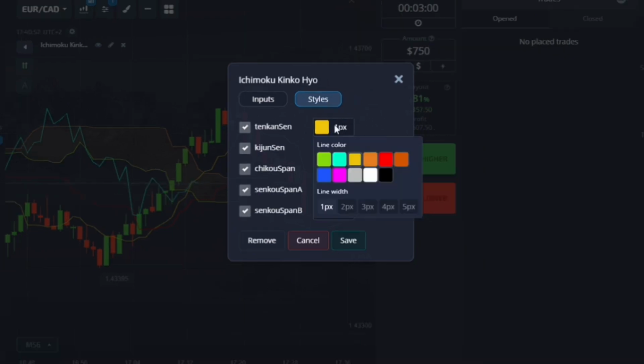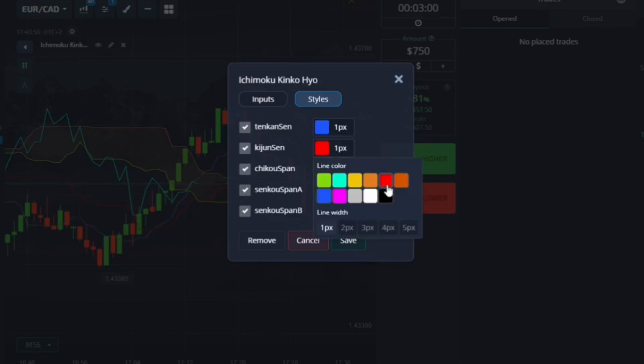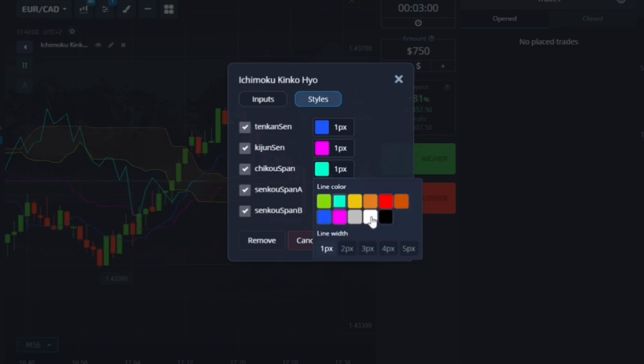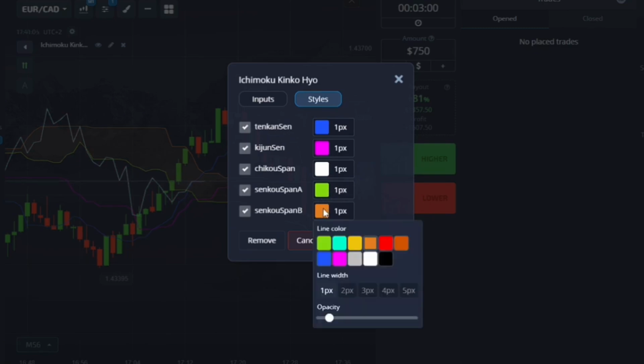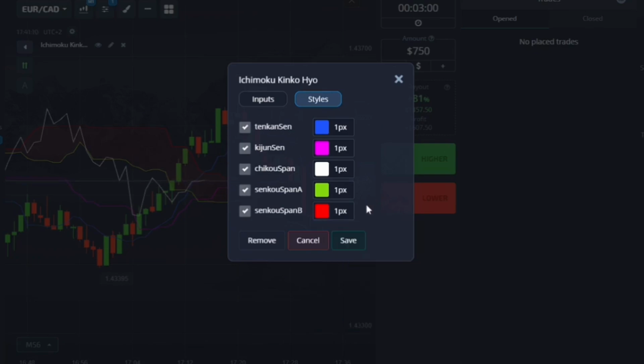So we're going to start off by changing the conversion line from yellow to dark blue. Then we're going to change the baseline from red to pink. We're then going to change the lagging span from light blue to white. We're going to keep the leading span A green. And then we're going to change the leading span B from orange to red. Once you've done that, you can click on save.